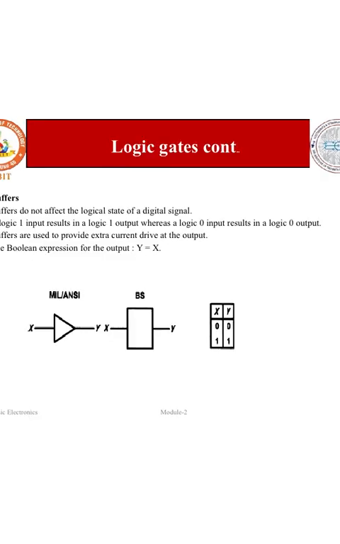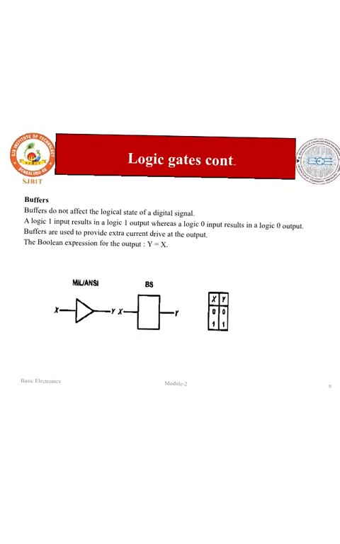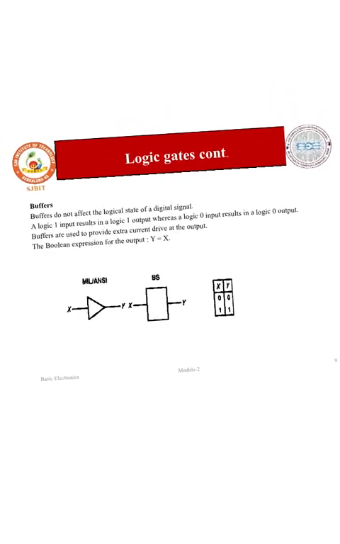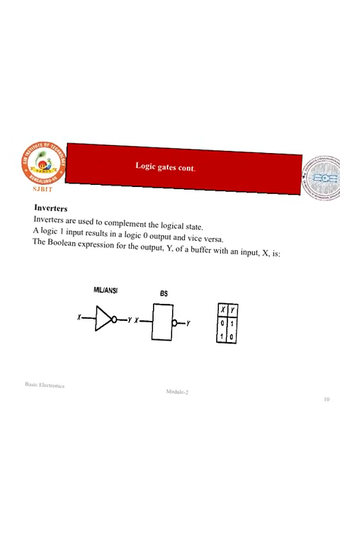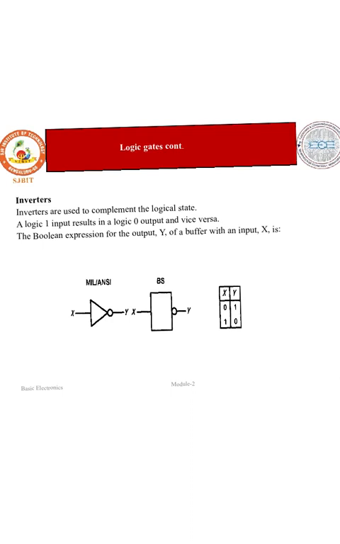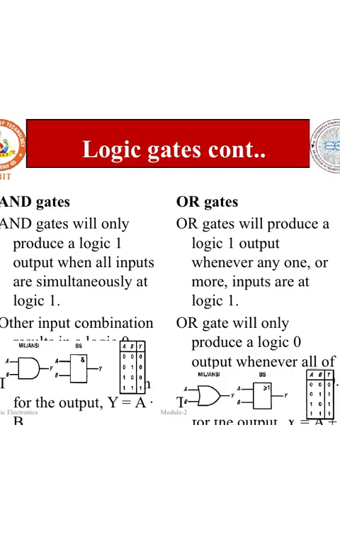And I had also explained what a buffer is. It is used to provide extra current drive at the output. We also discussed the inverter. Inverter means which inverts the data. AND and OR gates also we had discussed, the truth table of the AND and OR gates, and how the OR gate works.